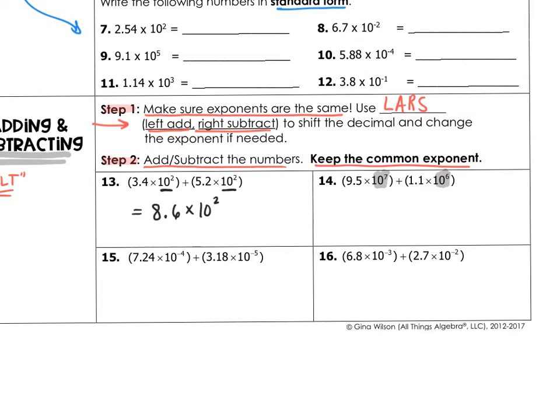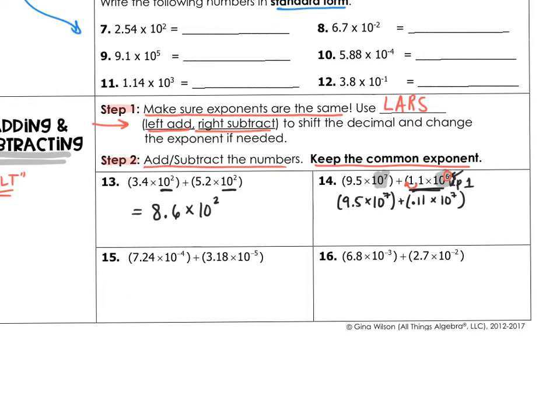So I'll shift this one to a 7 power. Since I need to make this go up 1, left add, right subtract. So I'm going to move the decimal to the left so that I can go up 1. This is the same as 9.5 times 10 to the 7th plus 0.11 times 10 to the 7th. Left add, right subtract. So since I moved the decimal to the left, I was able to add up 1 exponent, add up an extra loop.